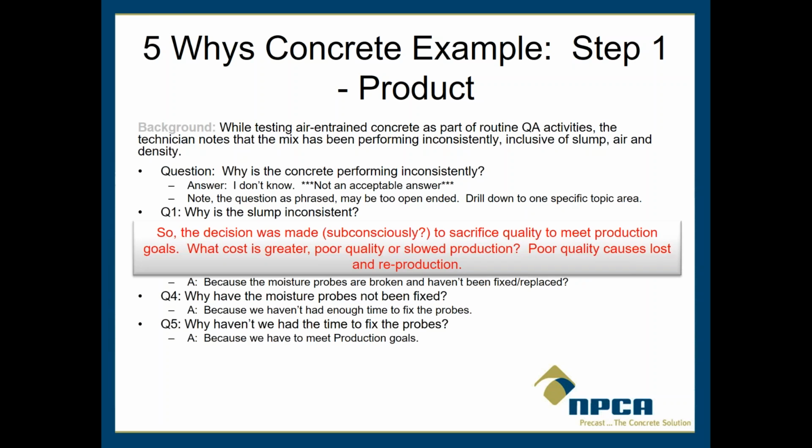And this is a circle we all get into, right? We're trying to do production, we're trying to do it quickly, and so now we've made this decision, and often it's not a conscious decision. We didn't say out loud that, you know what, we're too busy to fix the probes. We know we're too busy, so we just don't do that. So we've sacrificed some quality to meet production goals, but in the end, did we really do that? Because now we're going to be slower in our production. We might have to recast some of the products. And again, this is a very common example, and it is just an example. You may never experience this in your plant.